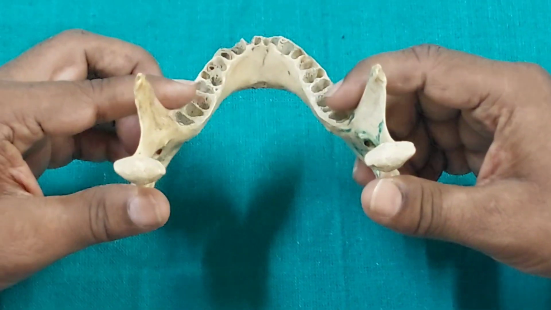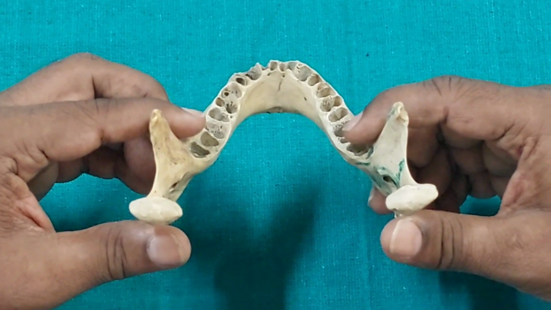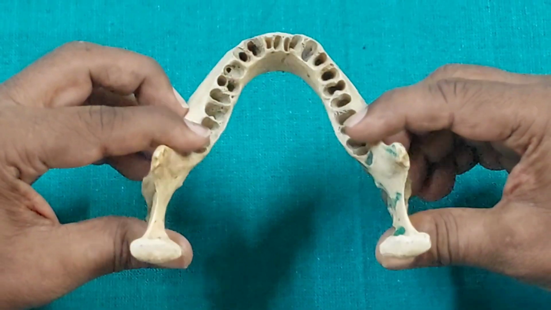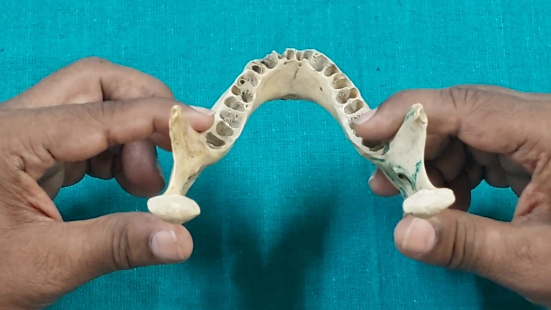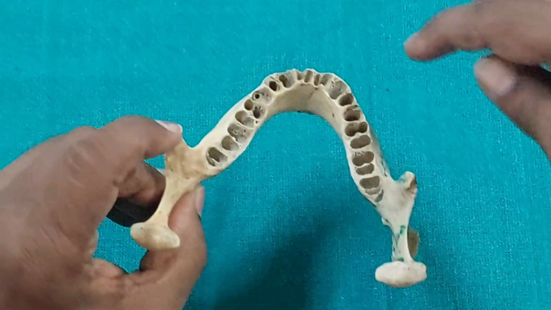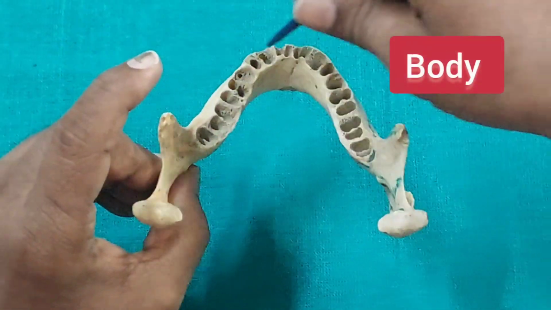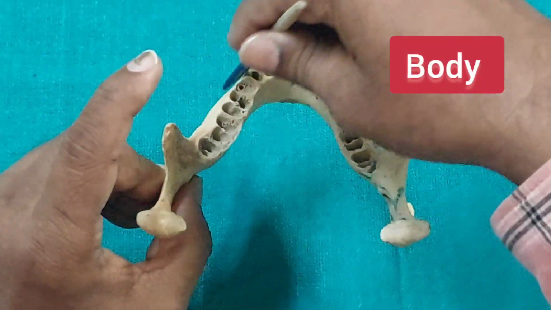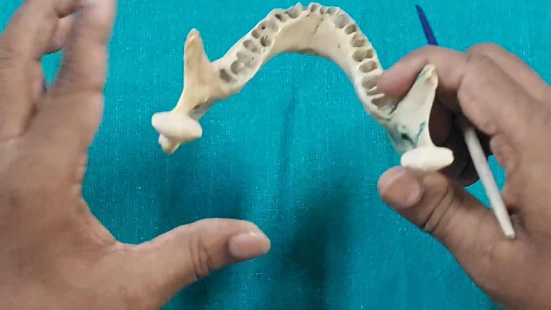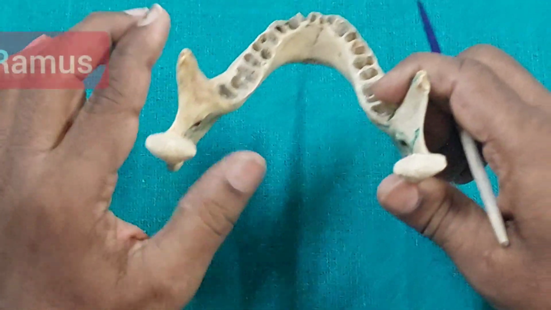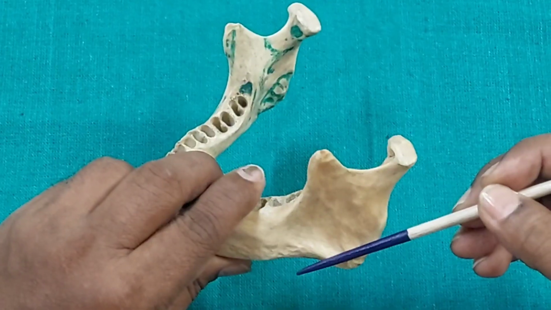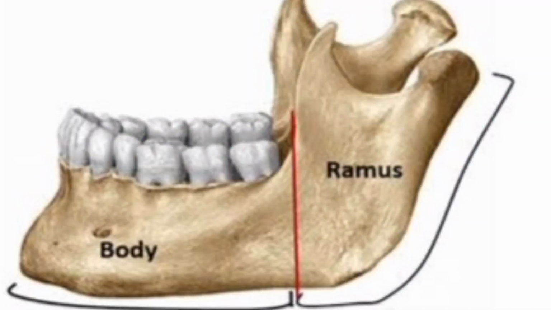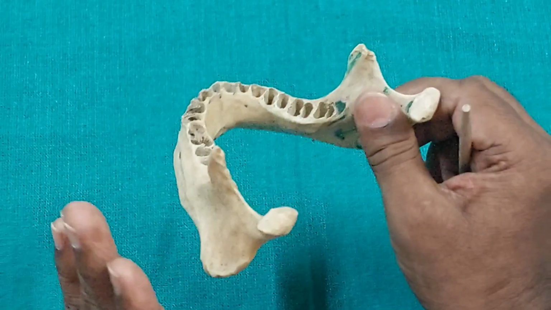Let's see what the parts of this bone are, and at the end I will show you how to hold the bone in anatomical position. This bone has mainly two parts. One is the body, which is horseshoe shaped, and the second part is the ramus. If you see the side view, this part is the ramus. I will discuss the body first, its different anatomical features, then I will come to the ramus.